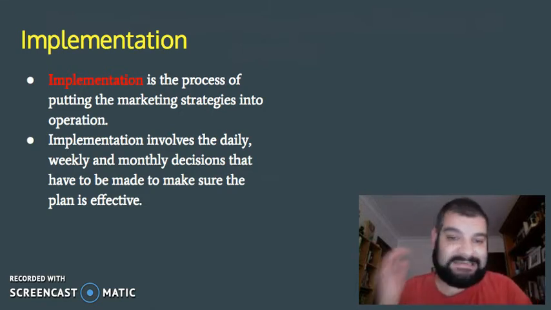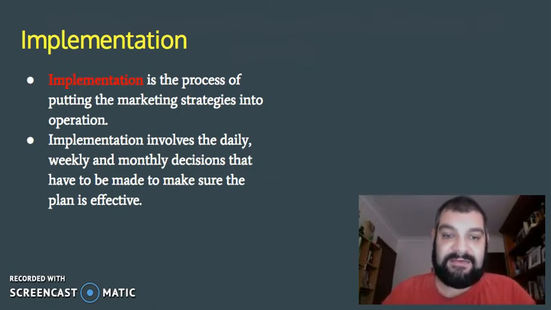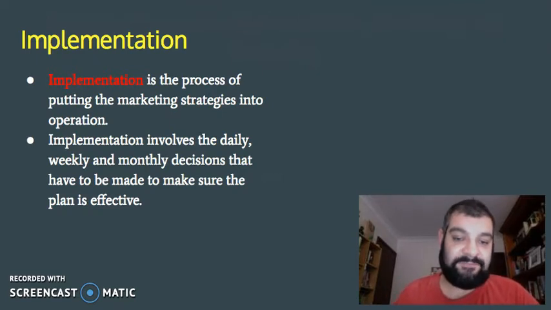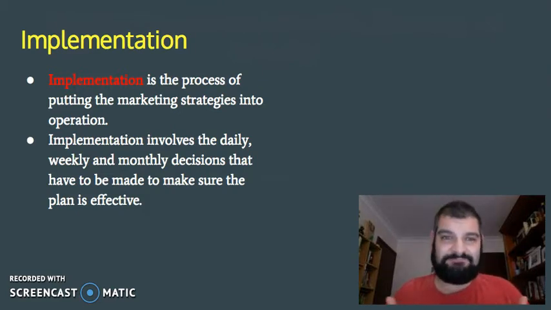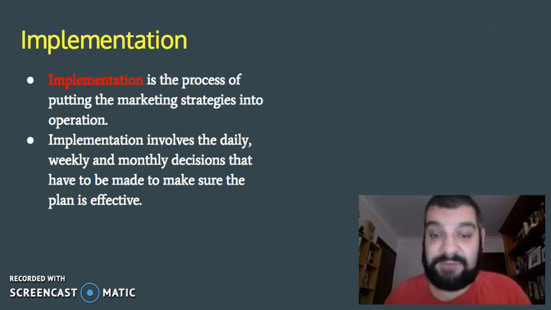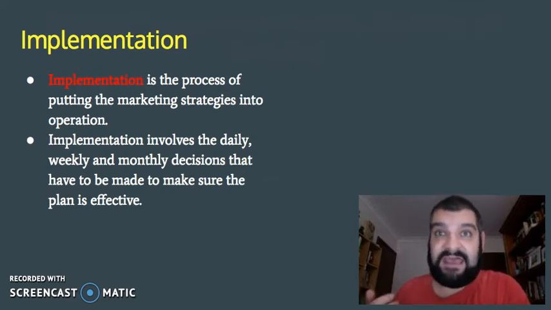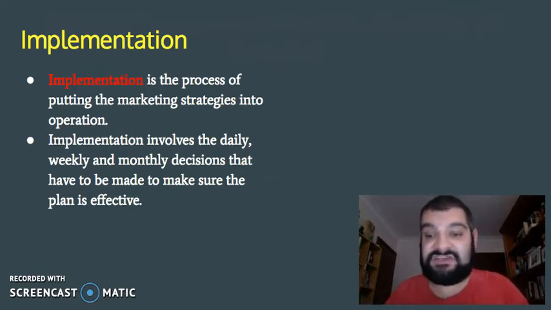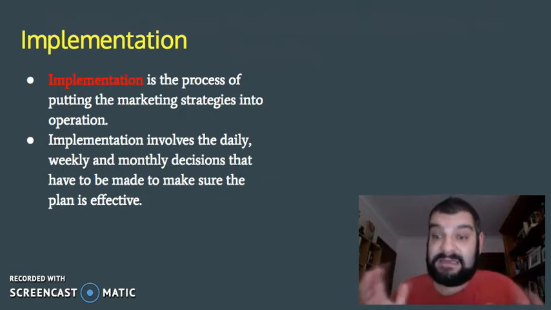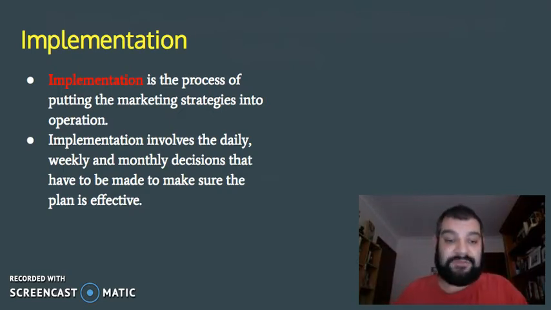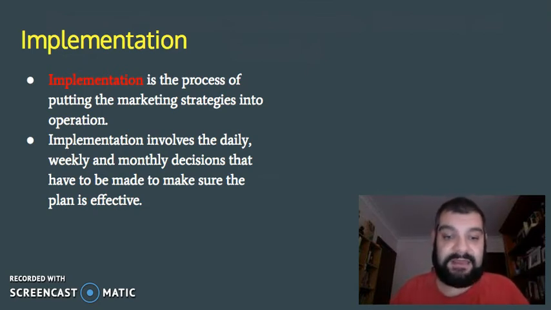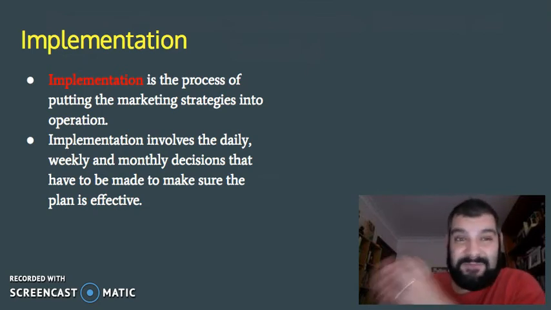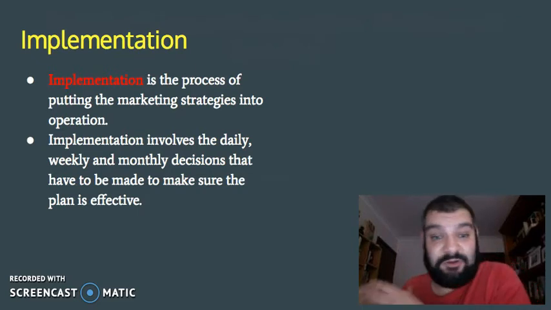Implementation, however, involves daily, weekly, monthly decisions that have to be made to make sure the plan is effective. And in order to implement it effectively, a number of very basic, easy questions need to be answered by the business. Is the plan fully integrated with all other sections of the business? The interdependence model. How should the business be structured and organized? Who are the best people to undertake the various roles required to implement the plan? Is everyone really familiar with what the goals and objectives are? Is everyone on the same page?